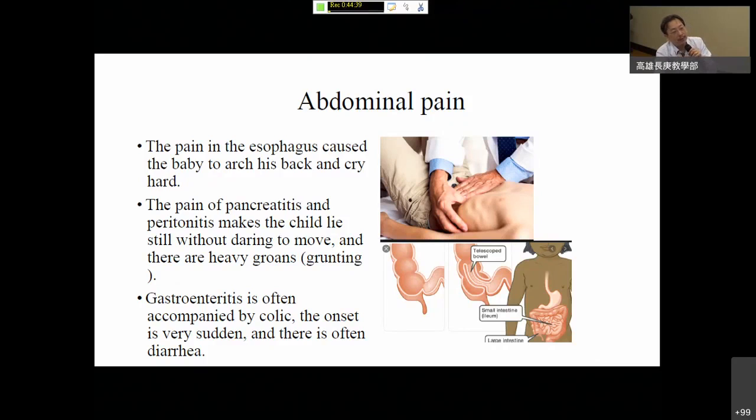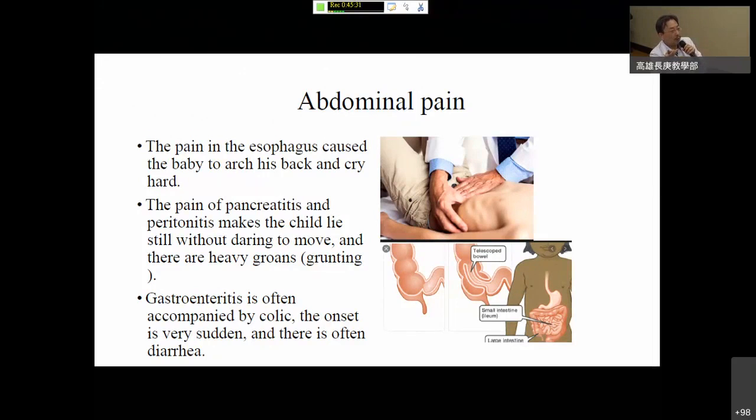And the second type of pain is the pain of pancreatitis or peritonitis, okay? This type of pain is so hard that the baby does not dare to move, okay? Because when they make a sound or move their abdomen, it will stimulate the pain. So the patient only dares to give a groan, like a groaning sound, as if it's so painful, but he or she doesn't really dare to cry out, okay?